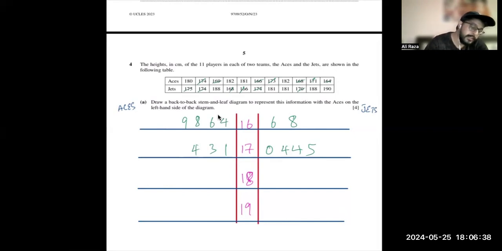For 180 aces, I have a 180, 181, and two 182s. For the jets, I have two 181s, two 188s, and a 190. Now we need to construct a key for this.